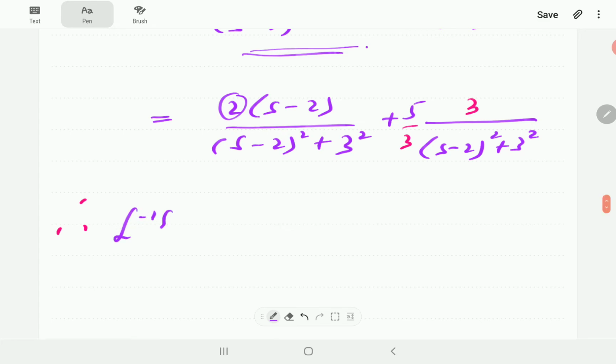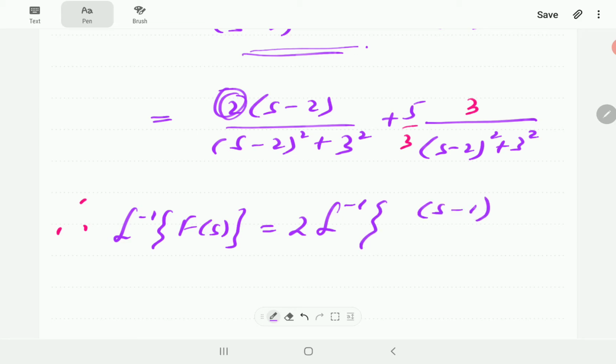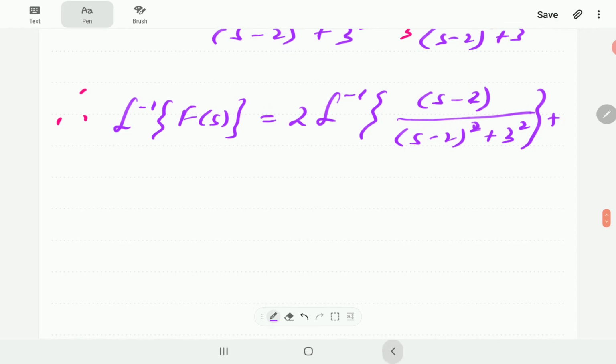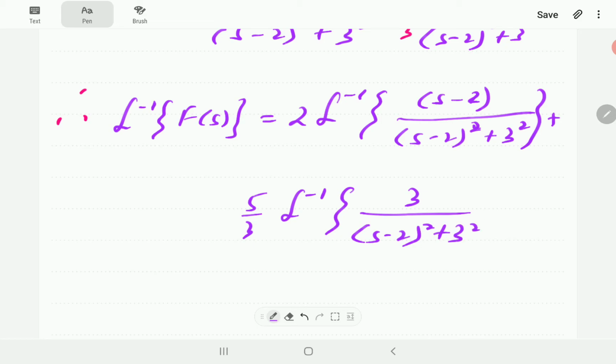So the inverse Laplace transform of f is going to be 2. So this 2, we factor it outside the inverse Laplace transform operator. s minus 2 here, s minus 2 squared plus 3 squared. So that's the first term. Then the second term is going to be 5/3 the inverse Laplace transform of 3 all over s minus 2 squared plus 3 squared.